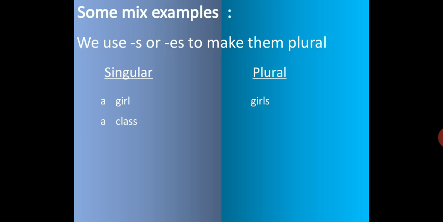Next example, a class. Just look at the last letters. Which are they? Double S, right? Then what can we do? Yes, we add ES to make them plural. So a class becomes classes. Next example, a potato. What is the last letter of potato? O. Whenever we get the last letter O, what will we do? Yes, we add ES to make it plural, and a potato becomes potatoes. Next, a doll. Again L is the last letter. Then we add S. So doll becomes dolls.